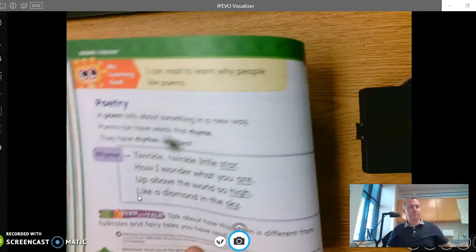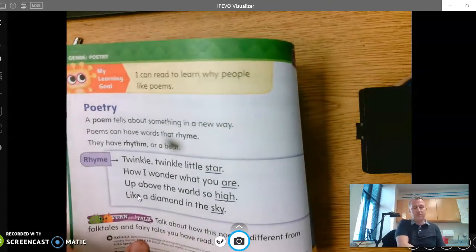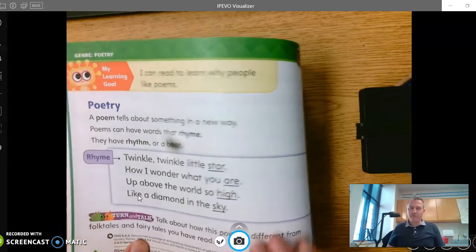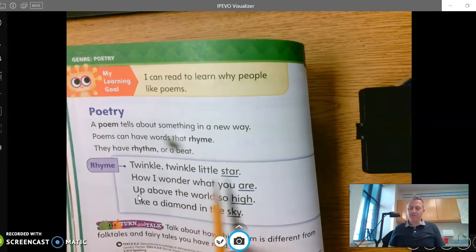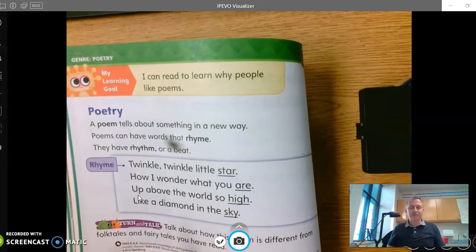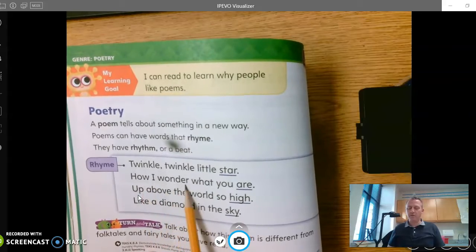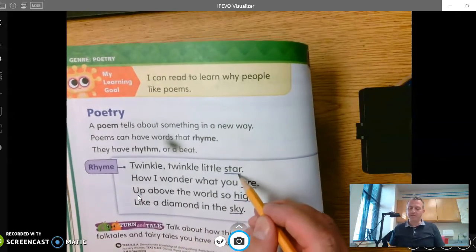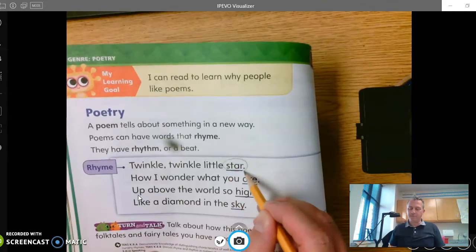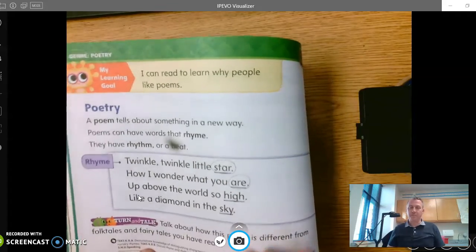First of all, go ahead and grab a pencil and let's circle. They've already underlined it, but let's take a closer look at the words that rhyme. First of all, what do you hear in the first line that sounds like the second line? Let's read it again. Twinkle, twinkle, little star, how I wonder what you are. Do you hear it? They've underlined it already. It makes it easy for us. Circle star and R. Remember, those are our first two words on the other page.